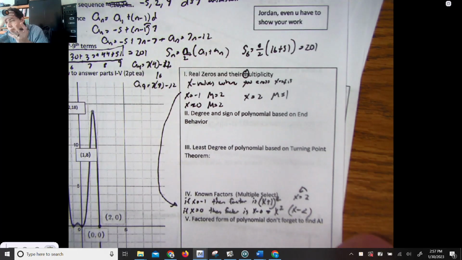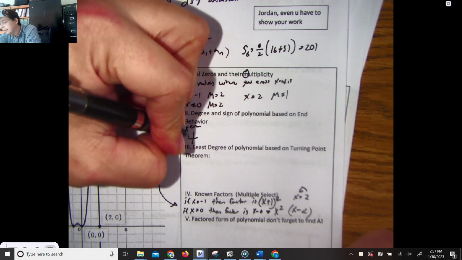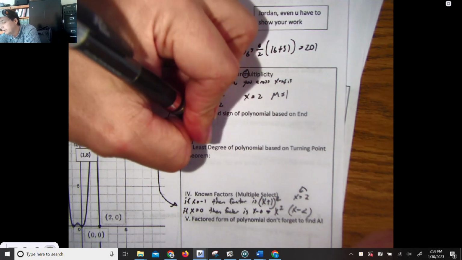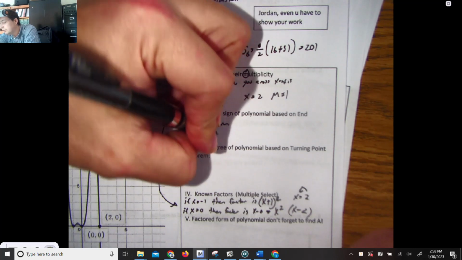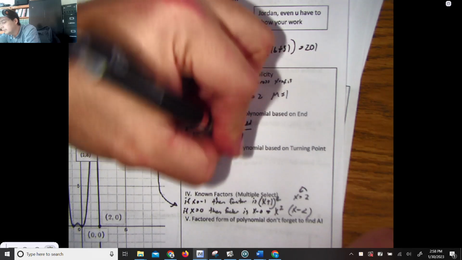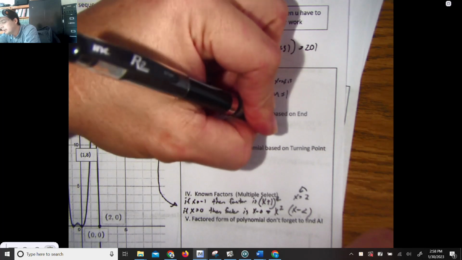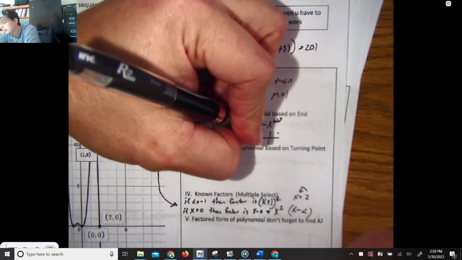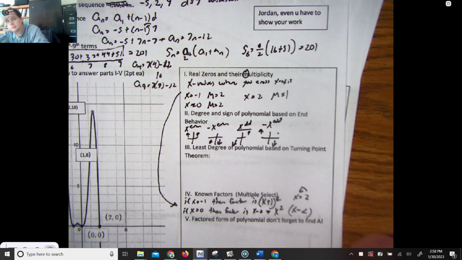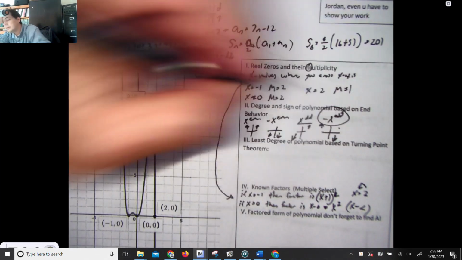Degree and sign of a polynomial based on end behavior. So there were 4 little graphs that you had to memorize sometime last fall, maybe late summer. You had x to the even, which is a high-high situation. You had negative x to the even, which is a low-low. You had x to the odd, which is going to be a low-high. And then you had negative x to the odd, which is a high-low. This thing starts high, ends low. Negative x to the odd.